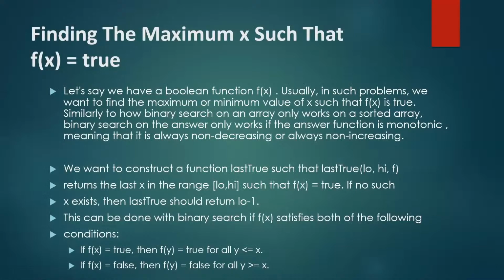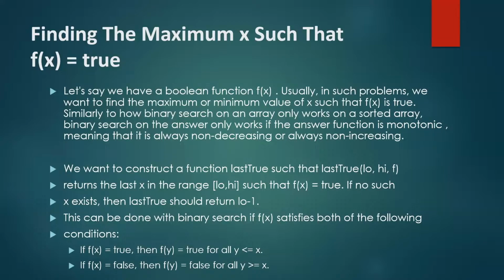So coming to this, now we have to find the maximum x such that f of x is true. Basically, this is what we are doing, right? So let's say we have a Boolean function f of x, and usually in such problems, we want to find the maximum or minimum value of x such that f of x is true. This function, don't worry about what it is. It's just some function, and for a value of x, it will give you either true or false.